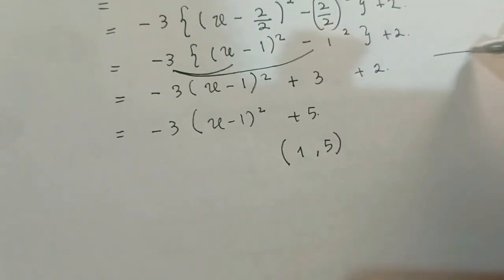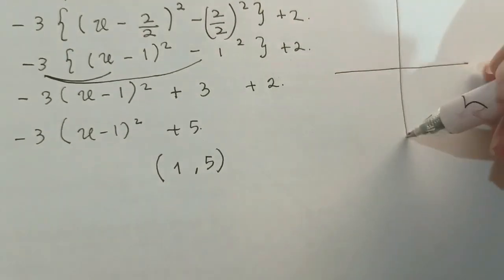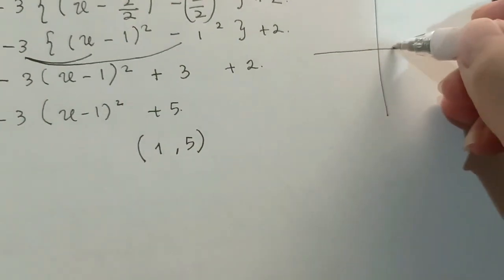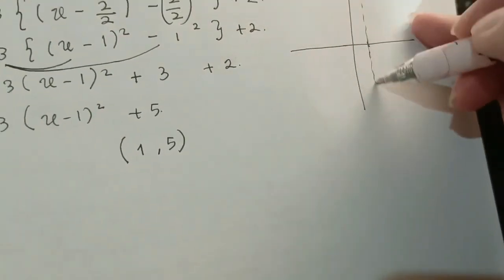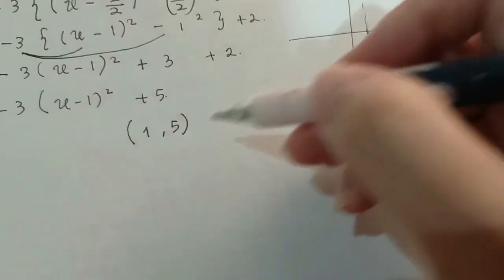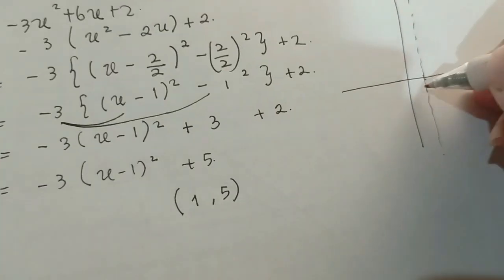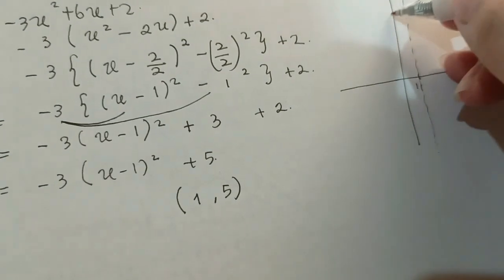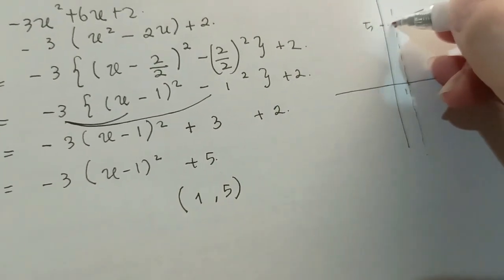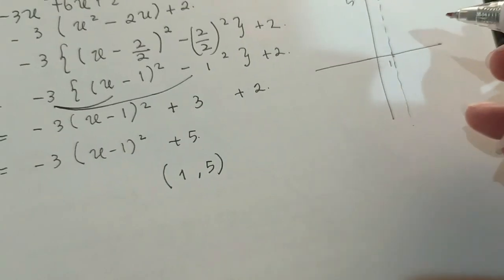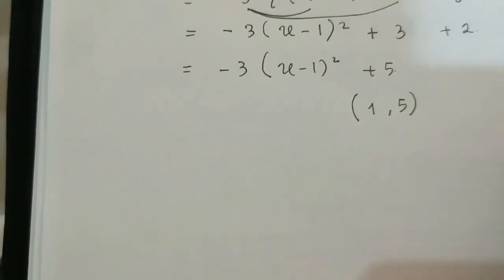Okay, let's draw. This is 1. So this is the axis line. This is the vertex, 1, 5. This is 5. Then we have to find another coordinate.